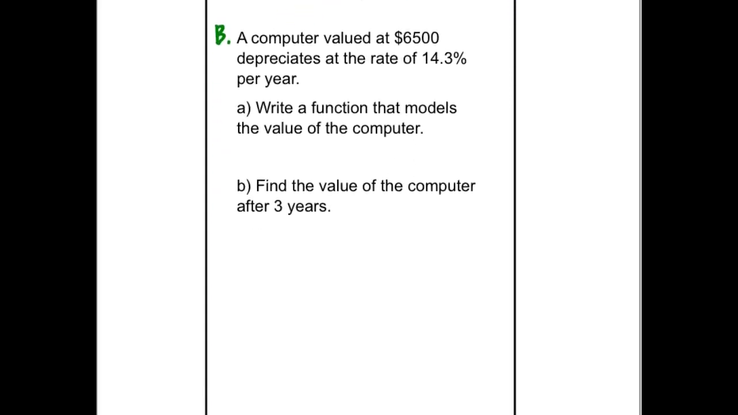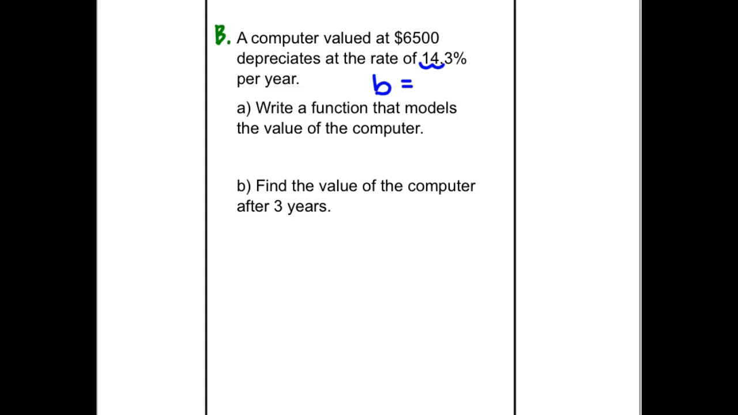So then we go to our next problem. We have a computer valued at $6,500. It's going to depreciate at a rate of 14.3% per year. We need to write the function. So I skipped that first little piece, but that does still mean we need to find B. So 14.3%, we move the decimal 2 places to the left.